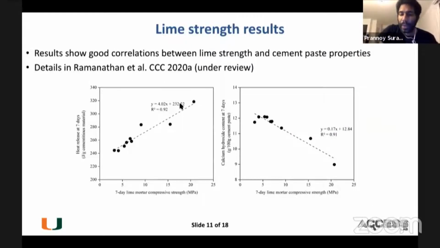Now, one of the nice advantages that our research group has found when looking at this test is that there is a very nice correlation between the lime strength that is measured and the properties of cement paste that result. As an example, the lime mortar compressive strength is nicely correlated with both the heat release and the calcium hydroxide consumption that is measured in cement paste. So this suggests that the lime strength is an accurate indicator of properties that develop in cement paste. It hasn't been validated for concrete, but one would hope that a similar result will hold.